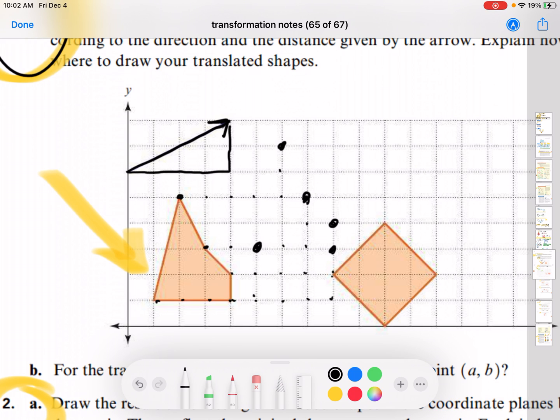And I think those were all of our pieces. And so now, if I were to connect them, I would get the exact same shape where all pieces have moved over, all points have moved over 4 and up 2. And they have all moved in the correct direction and hopefully the correct amount.